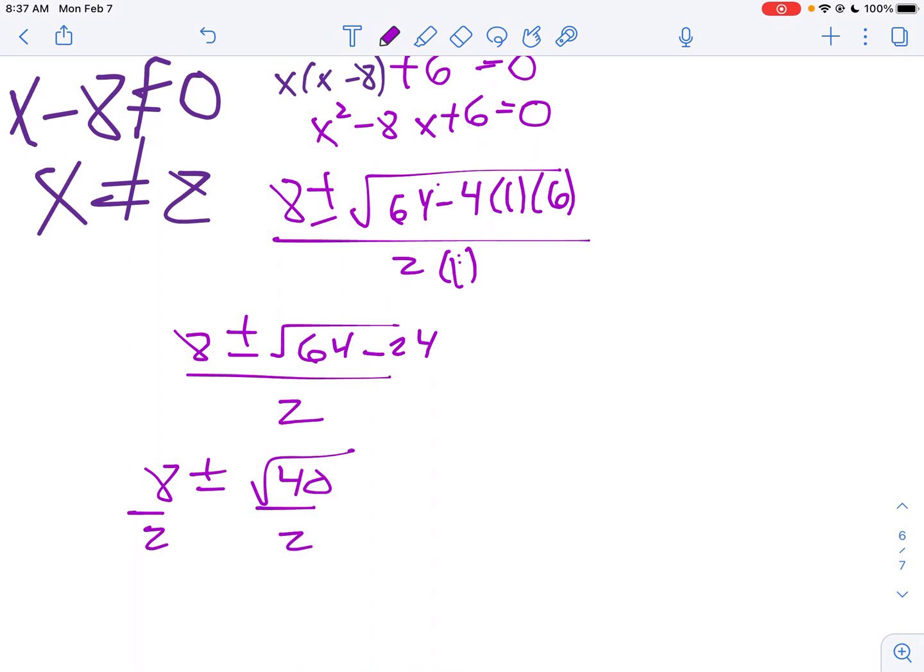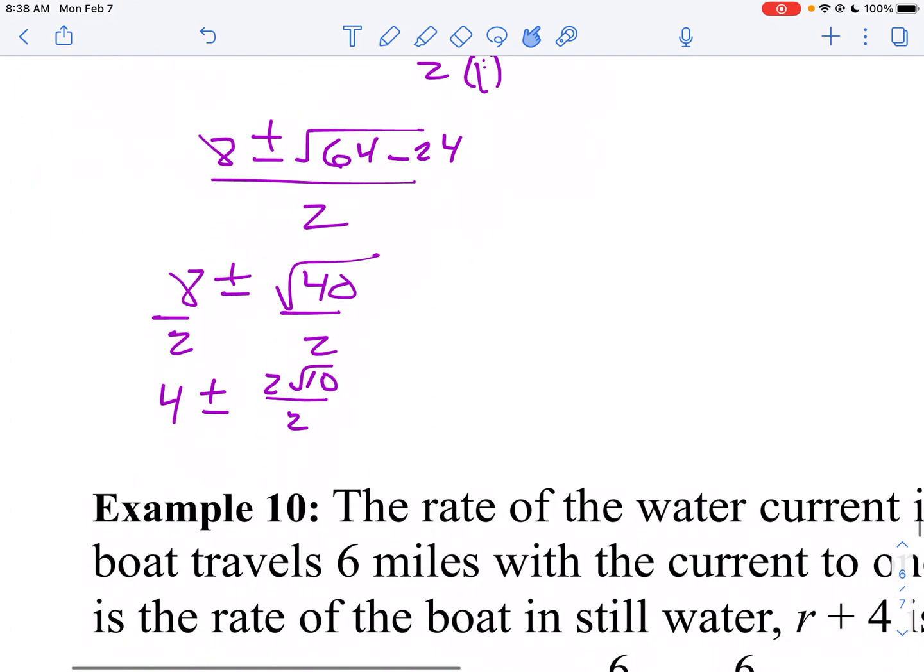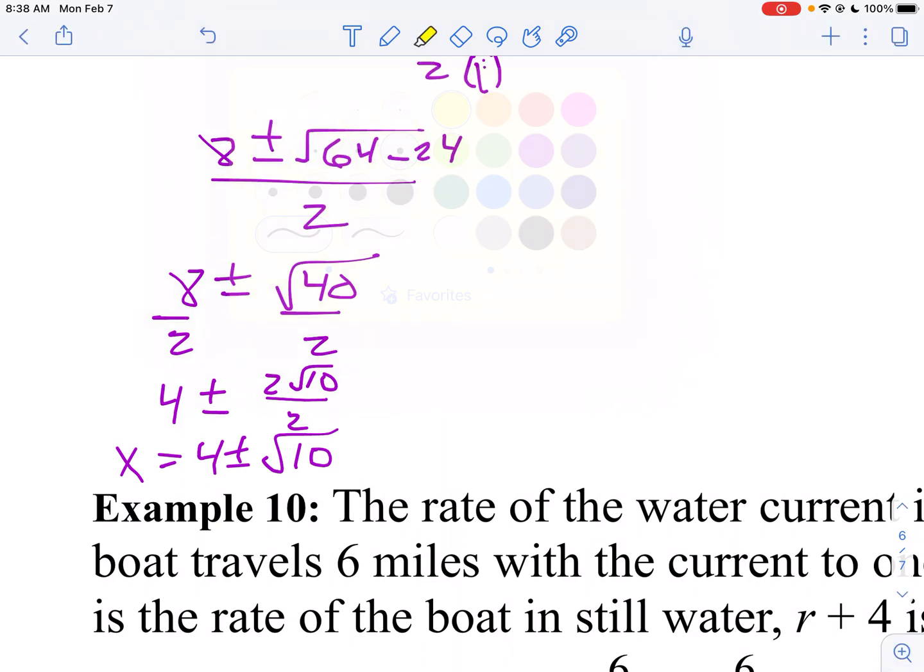I'm going to simplify. 8 divided by 2 is 4. The square root of 40 would be 2 square roots of 10. So in other words, my answer for x is 4 plus or minus the square root of 10, both of which are in our domain, so that is our answer.